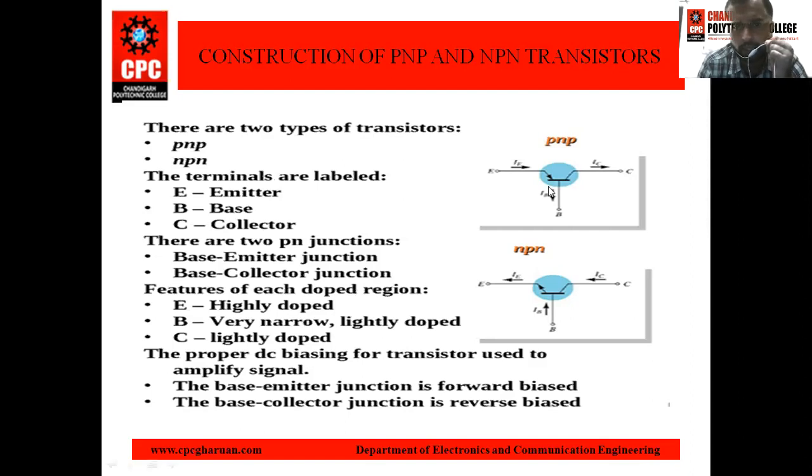The names of the terminals are emitter, base, and collector. As shown in the symbol, there is an arrow. The arrow terminal is known as the emitter. The terminal without an arrow is known as the collector, and the center terminal is known as the base. There are two junctions in a transistor, named the base emitter junction and the base collector junction. There are three terminals: emitter, base, and collector. The emitter is heavily doped, the base is lightly doped, and the collector is mediumly doped.